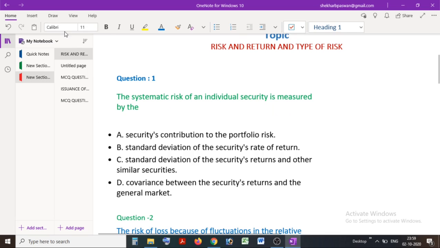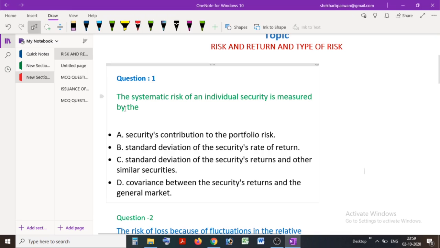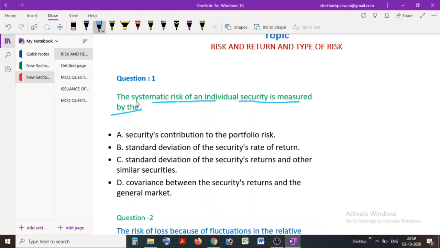First question is systematic risk. Systematic risk is the risk of individual securities measured by... The question is asking, the systematic risk of individual securities is measured by what? The options are: the security's contribution to the portfolio risk; the standard deviation of the security's rate of return; the standard deviation of the security's rate of return with other similar security; and the covariance between the security return and the general market.